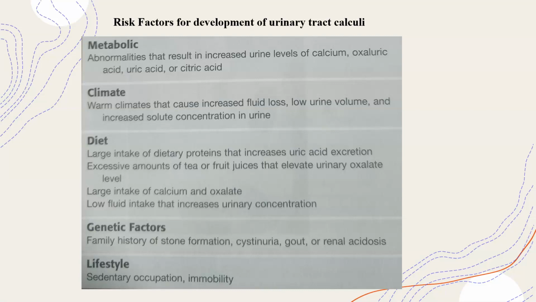Diet, where there is large intake of dietary proteins that increases uric acid excretion, excessive amounts of tea or fruit juices that elevate urinary oxalate level, large amounts of calcium and oxalate, and low fluid intake that increases urinary concentration. The genetic factor is family history of stone formation, cystinuria, gout, or renal acidosis. Lifestyle: sedentary occupation and immobility.